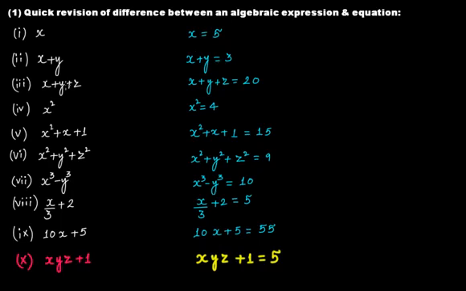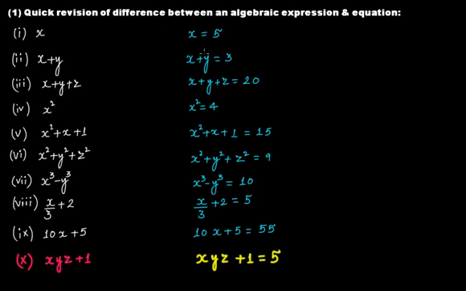x plus y plus z is an algebraic expression, but x plus y plus z is equal to 20 is an algebraic equation because this expression now has a value that is denoted by the equal sign and the number that is 20. So here on the left hand side we have expressions, and on the right hand side we have the algebraic equations.